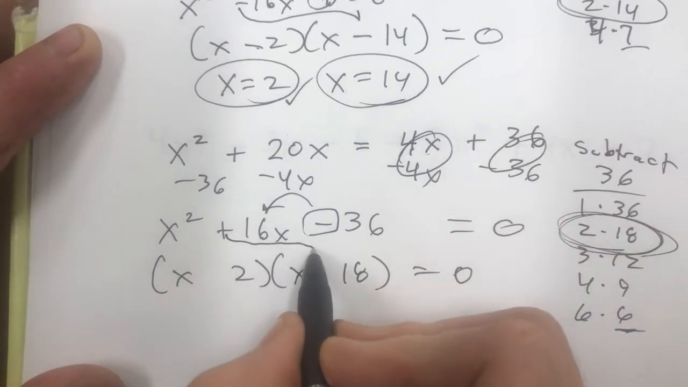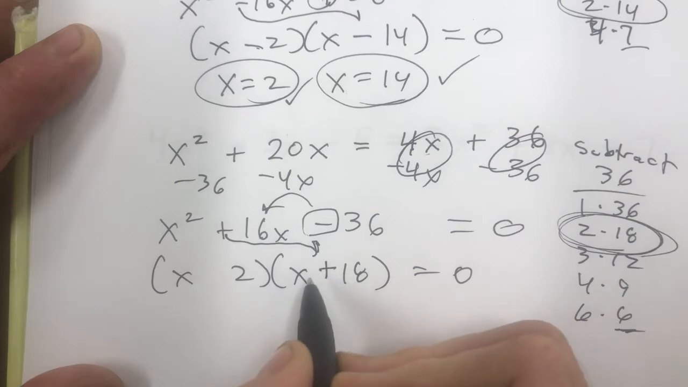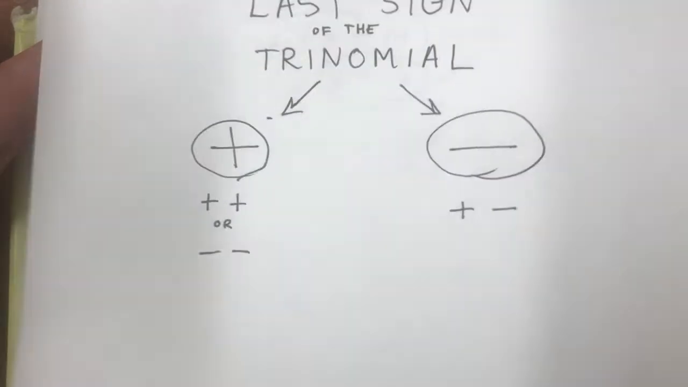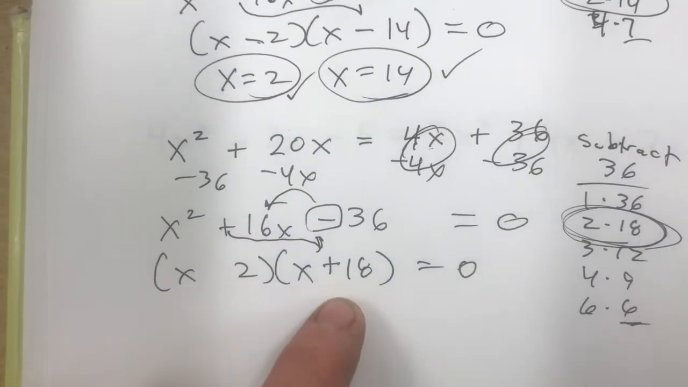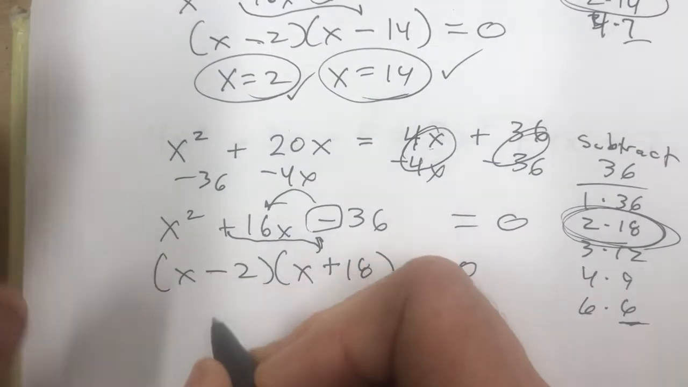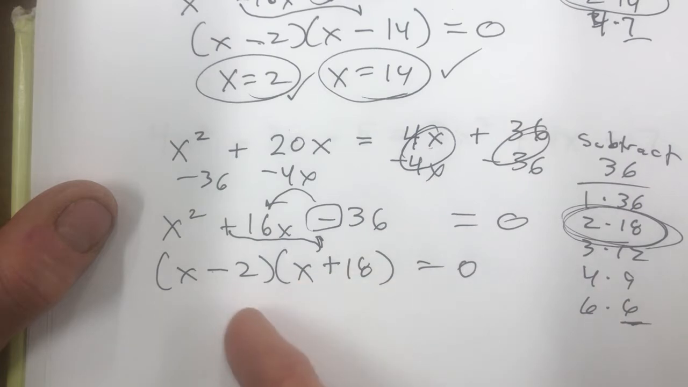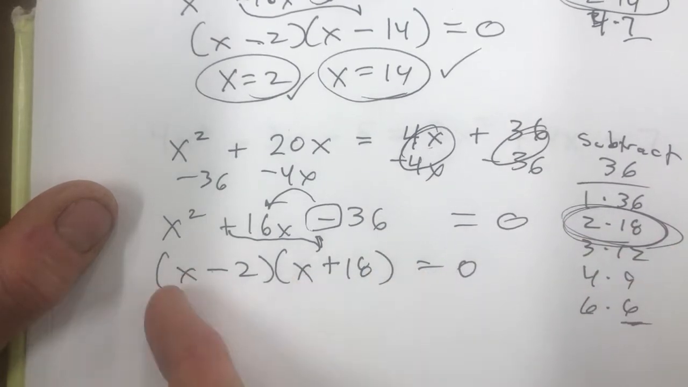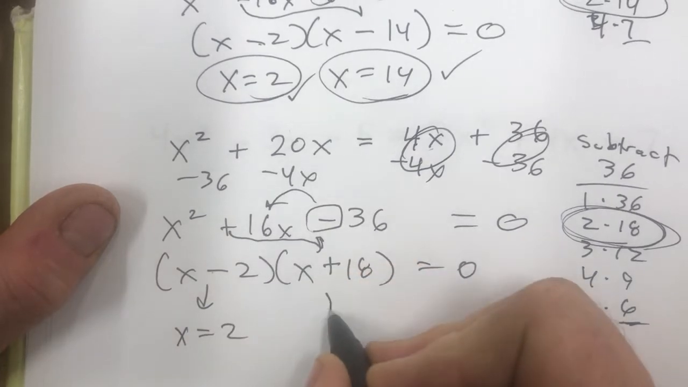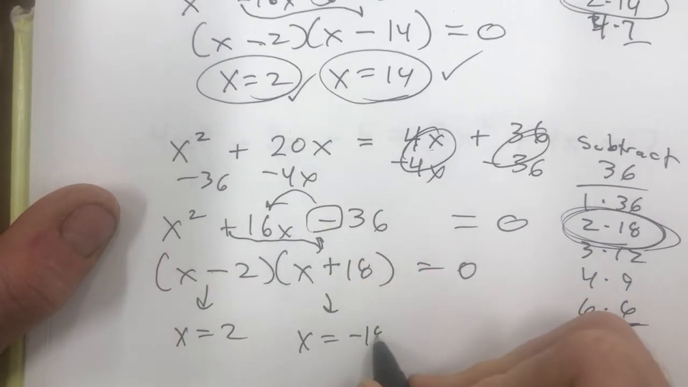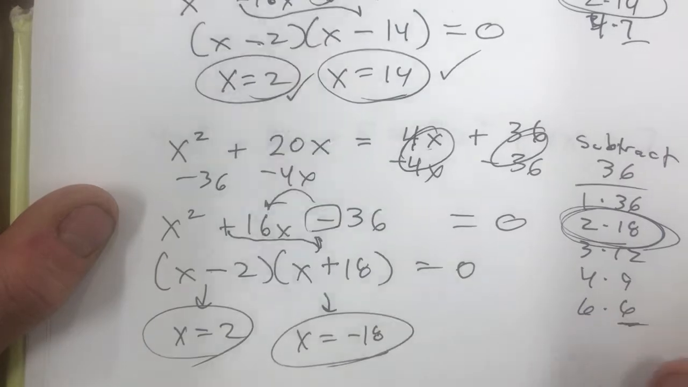This sign always goes to the big one, so the 18 here's plus. My last sign being a minus. All right, last sign's a minus. That means I have to have a positive and a negative. So I've already got a positive, so that means right here this is negative. And there you go, there's my factors. It equals 0, so one of these must be 0. So right here, x would be 2. Right there, x would be negative 18. And there's my 2 solutions.